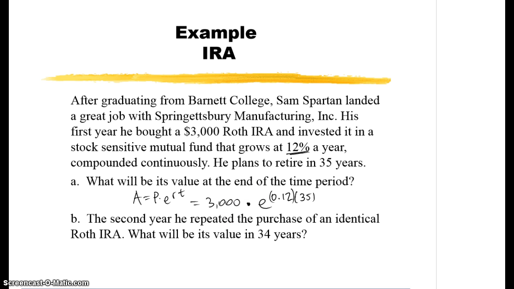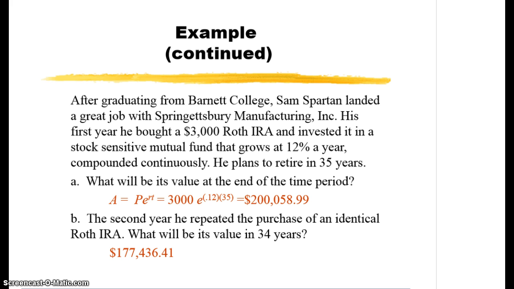In part B, it says the second year he repeated the purchase, so another $3,000, since it was an identical Roth IRA. What will be its value in 34 years? So once again, we have to use the same formula here, where P is 3,000 again, but what's different here is we have 34 for T instead of 35. That's because there's 34 years left, right? I mean, it says what will be its value in 34 years. He did that on the second year. So that's why the calculation will change. And using a calculator, you could verify these values here in the answer. You should get about $200,000 in part A and $177,436 in part B.